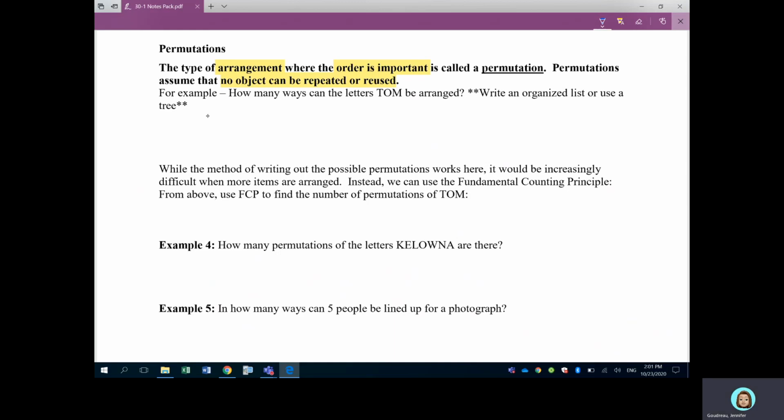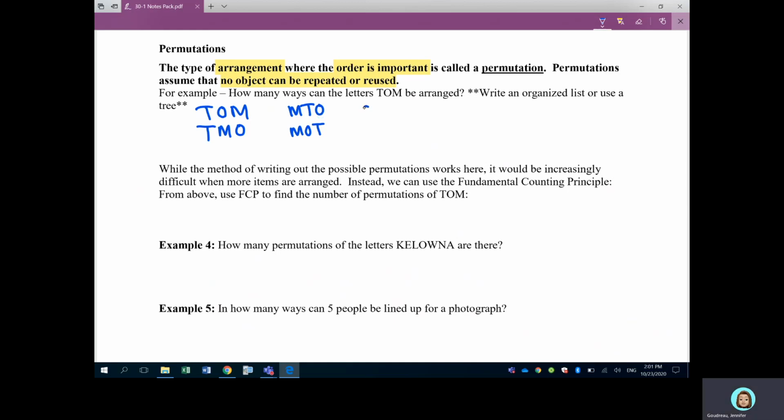Because we have 3 letters, we can start with T, O, and M, the original arrangement. We may want to keep the T in its original spot, but switch the order of the M and the O. That creates a new arrangement or a new permutation. From that one, we might switch the order of the M and the T. So we have M, T, O. There's a 3rd permutation. We could then switch the order of the O and the T. So M, O, and T.